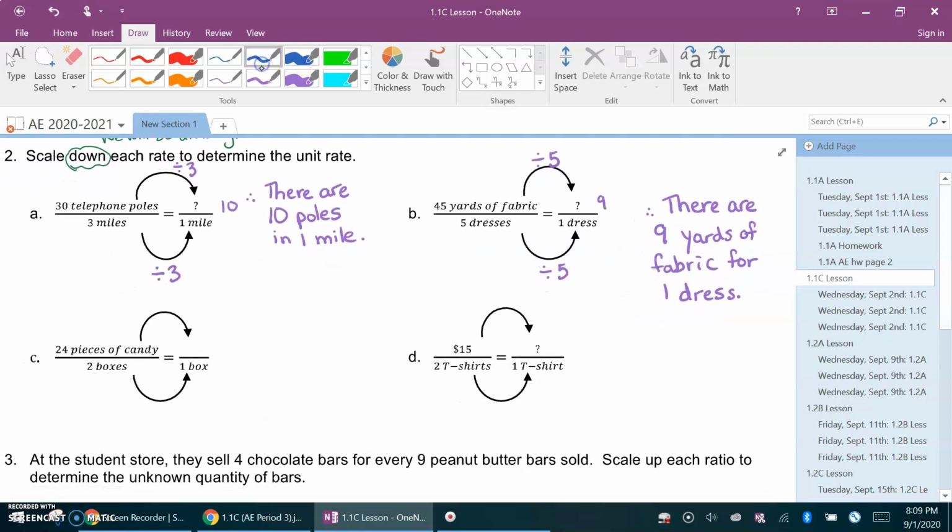Okay, let's take a look at C. So 24 pieces of candy split up into 2 boxes. So if we divide the top and bottom by 2, we are going to get 12. So that means that there are 12 pieces of candy in one box.